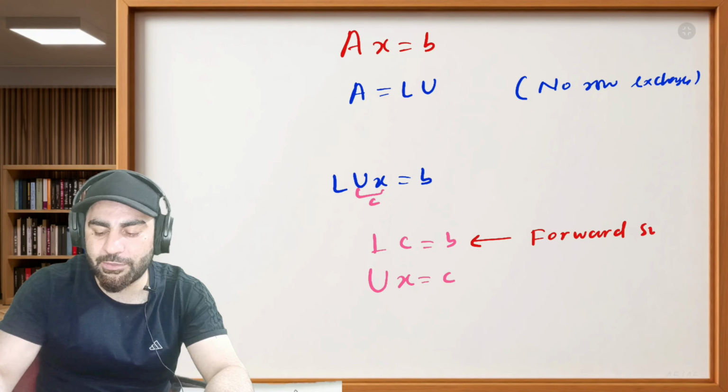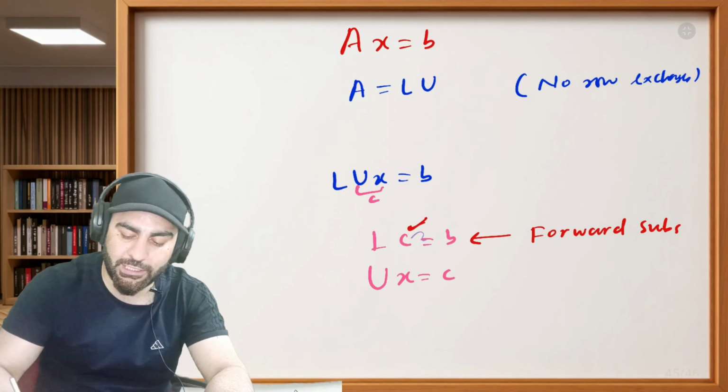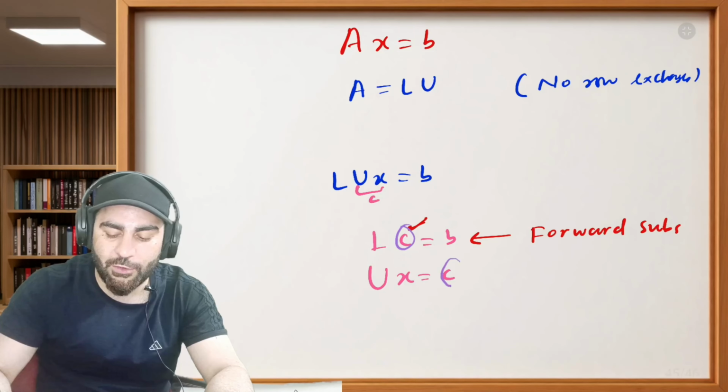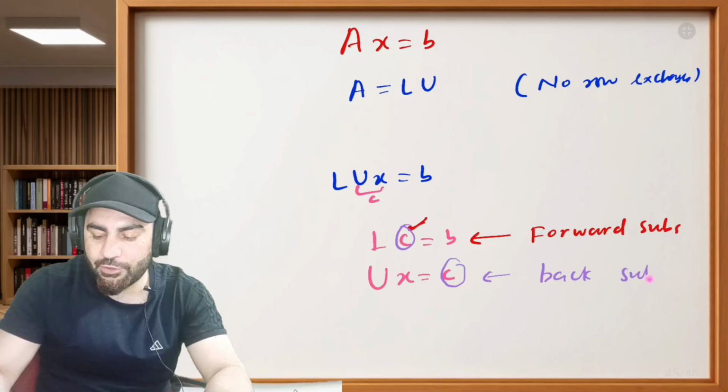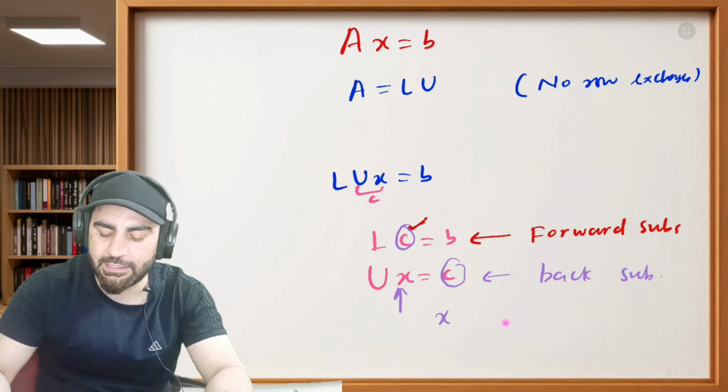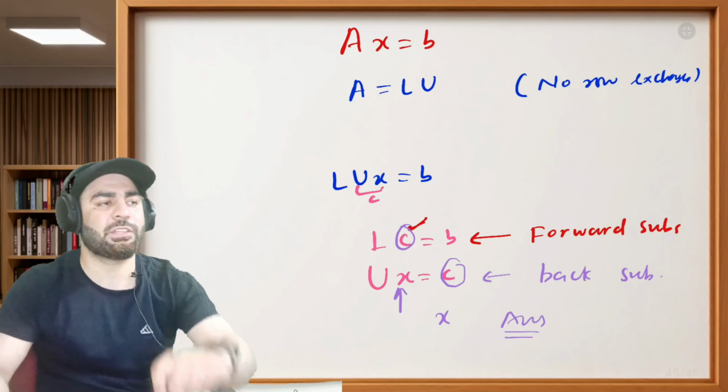If I solve this by forward substitution, I can get the values of C. Those C values I'll use here, and with back substitution I'll find the value of X, and this X is my answer. So this is the first thing that we did.